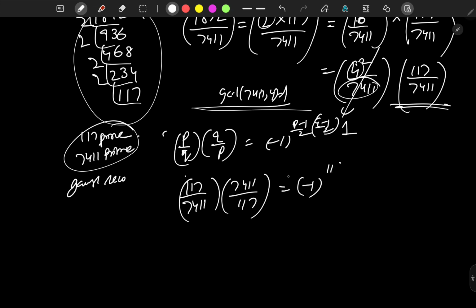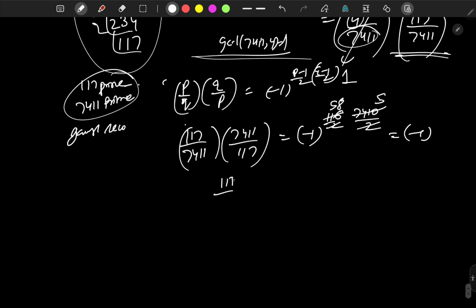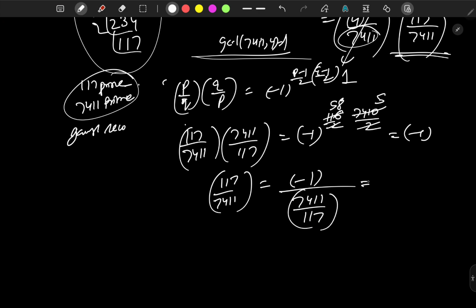117 minus 1 by 2 into 7410 by 2. After computing this, what will the value be? 58, and the last value I guess will be 5. Since it is an odd number, minus 1 whole power odd number gives minus 1. So I can write 117 by 7411 equals minus 1 divided by 7411 by 117. Now from this I can write 7411 by 117.